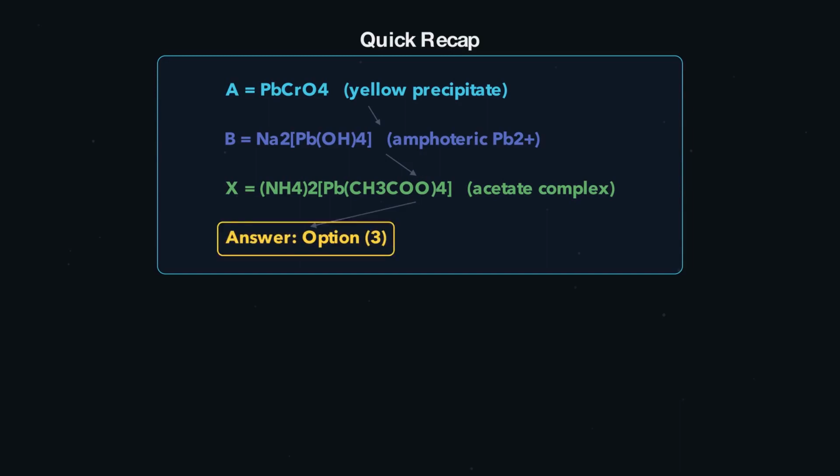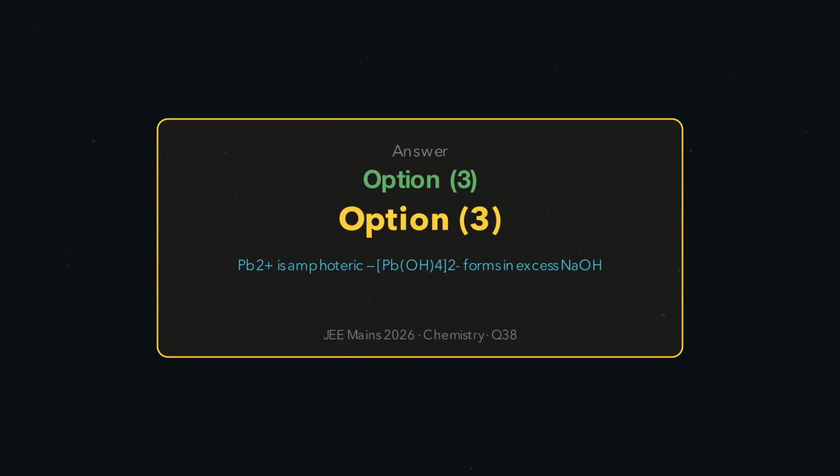The sulfate from lead sulfate pairs with 2 ammonium ions to give the ammonium sulfate product we see on the right. That accounts for half the ammonium acetate. The remaining lead 2+ and 4 acetate ions combine with 2 more ammonium ions to form the acetate complex salt. X equals ammonium tetraacetatoplumbate(II). So our final answer, A is PbCrO4, B is the tetrahydroxoplumbate complex, X is the acetate complex. The answer is option 3.